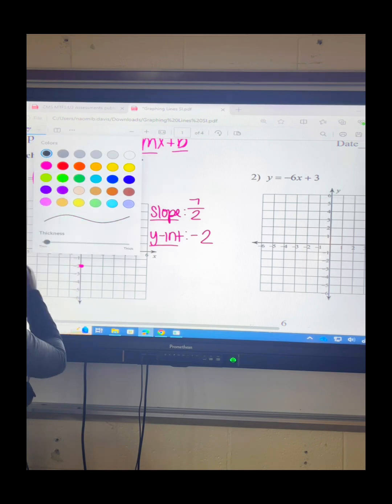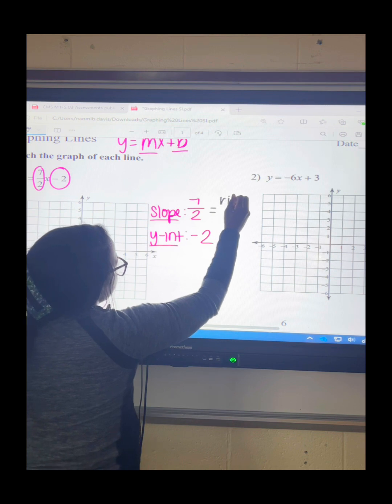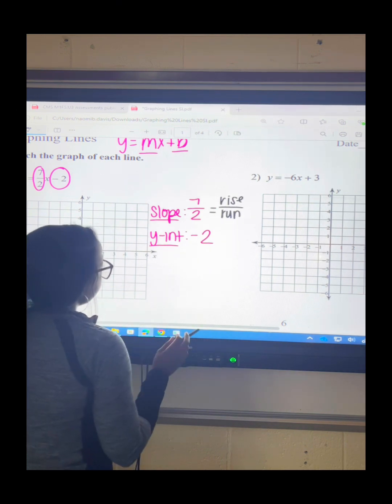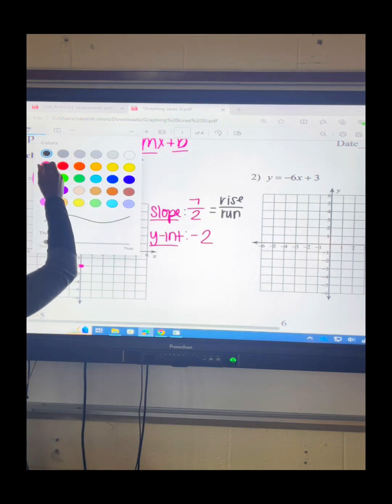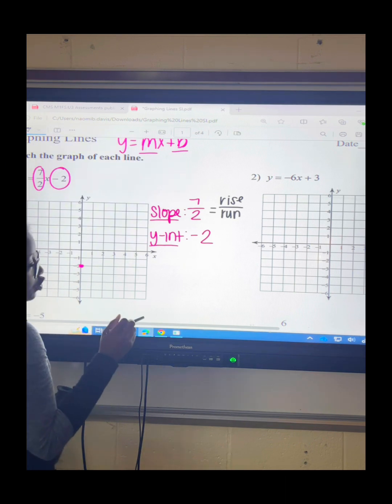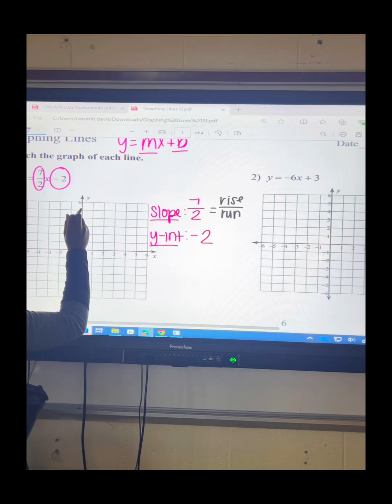Now when we're worrying about where to go, your slope is always rise over run. It's telling you that you're going to rise 7 and run 2. So what does that look like? Let me give you a little one. So you rise 7, so I'm gonna go up 7. 1, 2, 3, 4, 5, 6, 7.